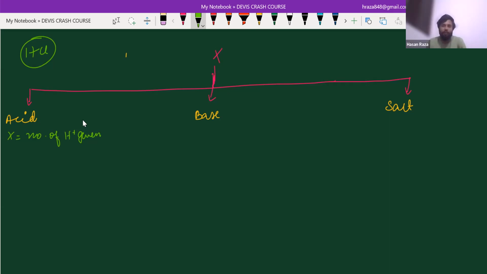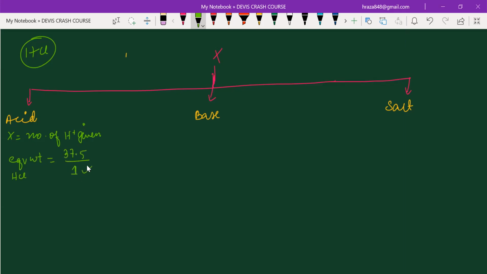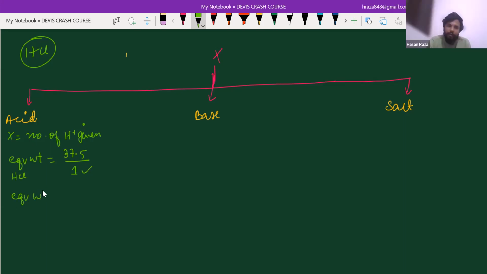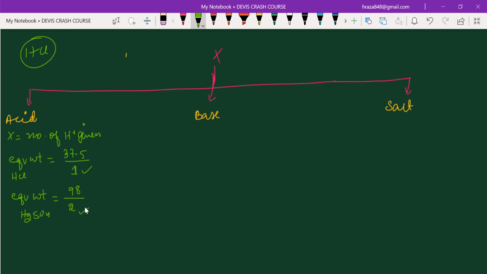That means if you are going to calculate the equivalent weight of HCl, the molar mass is 37.5 divided by x, that means 1. And if you are going to calculate the equivalent weight of H2SO4, you know the molar mass of H2SO4 is 98, and since it will give 2H plus, x is 2. It's very easy.